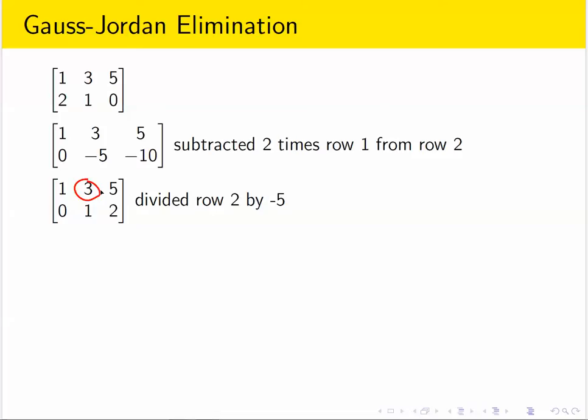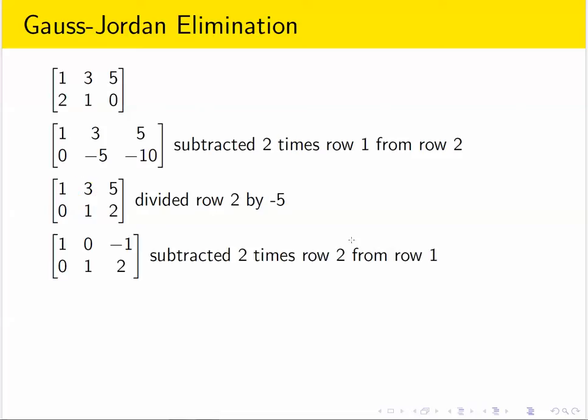The third step is going to be to make this a 0. So to make that a 0, I'm going to subtract 3 times the second row. So this should be a 3. So this times 3 is 3. 3 minus that is 0. This times 3 is 6. 5 minus 6 is negative 1. So that's where those values came from.